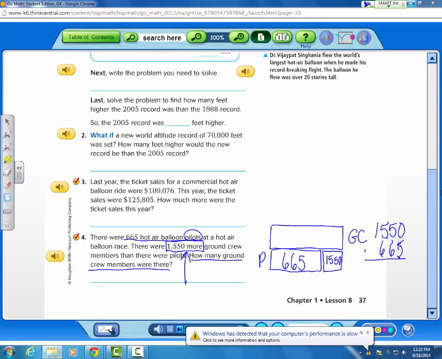And let's add. 5 plus 0 is 5. 6 plus 5 is 11. Carry the 1. 6 plus 5 is 11. Plus 1 is 12. Carry the 1. And we end up with 2,215 ground crew members. So when we write our answer, we are sure to put our label on, and these are ground crew. And our picture clearly displays that the 2,215 ground crew members are 1,550 more than our 665 pilots.